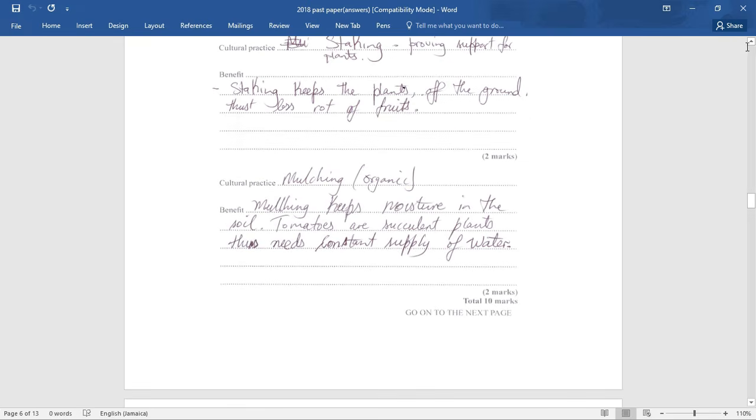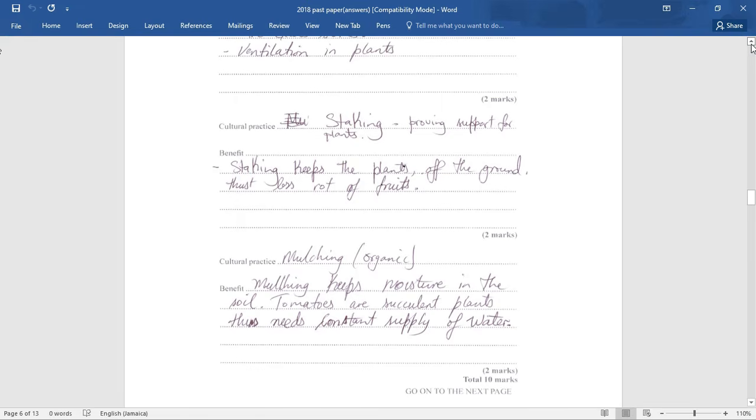The third cultural practice that Farmer Jane could practice is mulching, organic mulching, right? So you could do organic and you could do inorganic. Now the best one is the organic mulching. And the benefit for doing that is that mulching keeps moisture in the soil, and tomatoes, they are succulent plants, thus need a constant supply of water. So mulching is very important, and mulching means covering the soil. So you could use dry grass, etc.